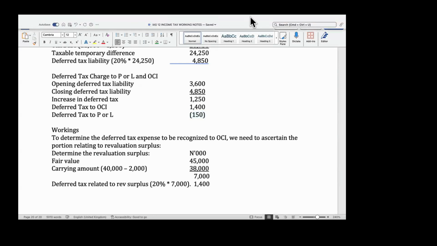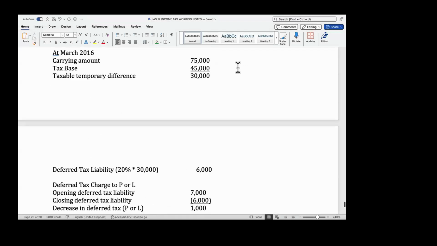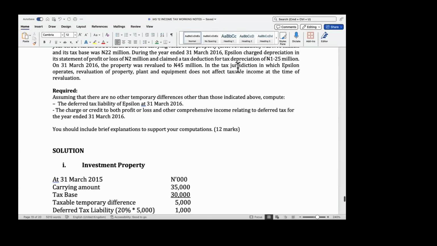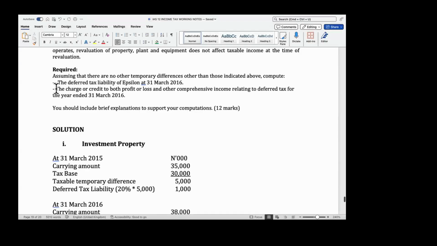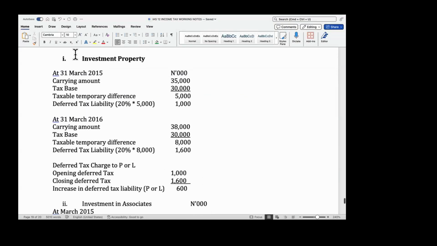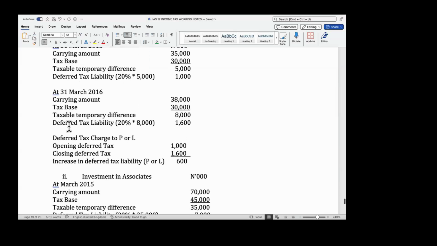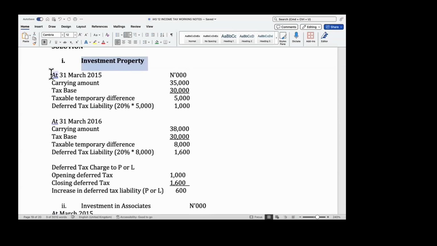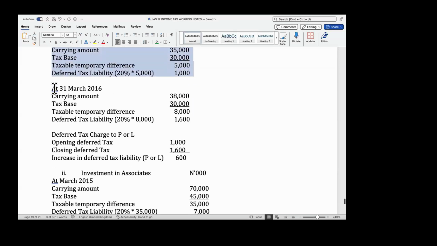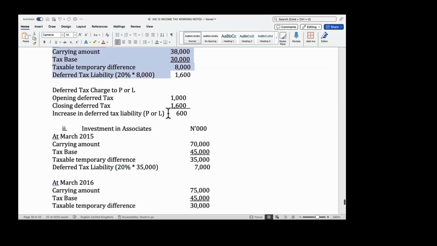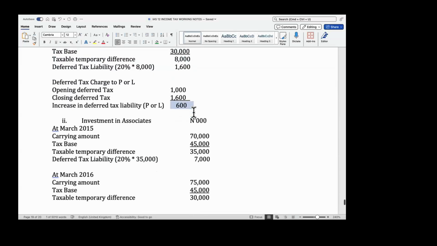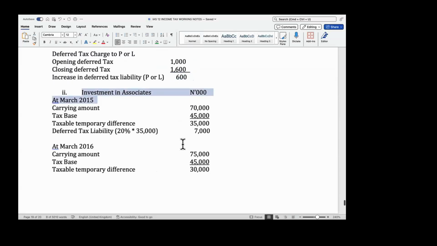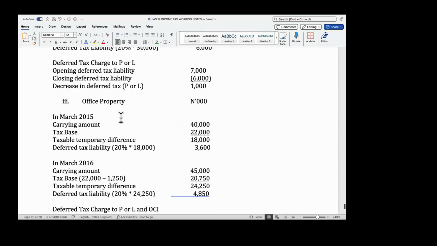And that's the end of this question. From the requirement of this question, we're asked to do the deferred tax balance in 2016 alone, and also the charge to P&L and OCI in 2016. But you see that for each of those items, I didn't just jump to 2016 because it will not fly. I had to sort 2015, then I did 2016, then I looked at the increase that goes to P&L. The same thing I did to these investments in associates, the same thing I did to this office property.